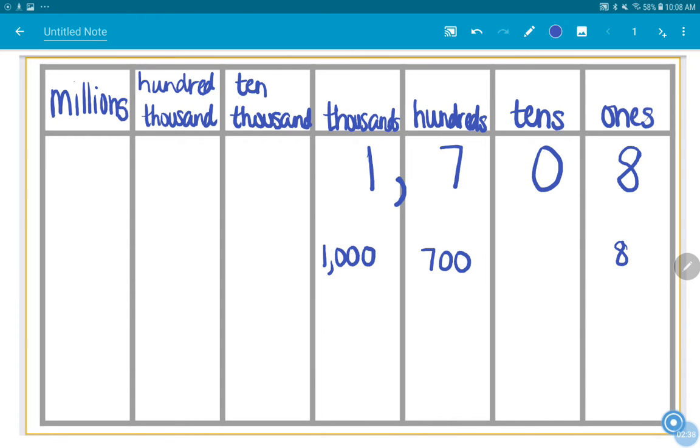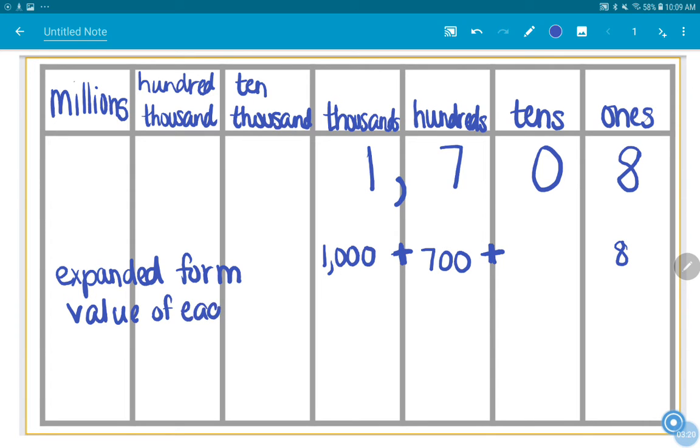All right. So we've written the value of each of those digits. So now, what if I put plus signs in between them? That means you would be writing expanded form. I've just taken this number and I've written it in expanded form. When we write a number in expanded form, we're writing the value of each digit. Expanded form tells the value of each digit.